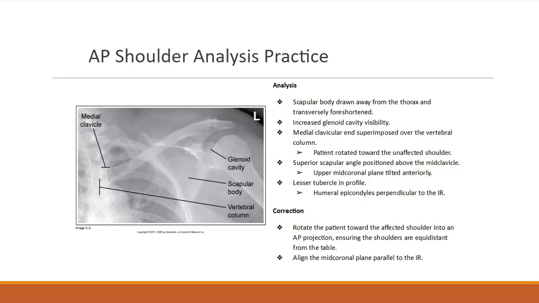Another key anatomic misalignment to speak about is identifying the superior scapular angle. It is positioned above the mid-clavicle. There is some anterior mid-coronal plane tilt here. In order to correct this imaging, we need to rotate that patient towards the affected shoulder into an AP projection and ensure that the mid-coronal plane is aligned parallel with the IR.